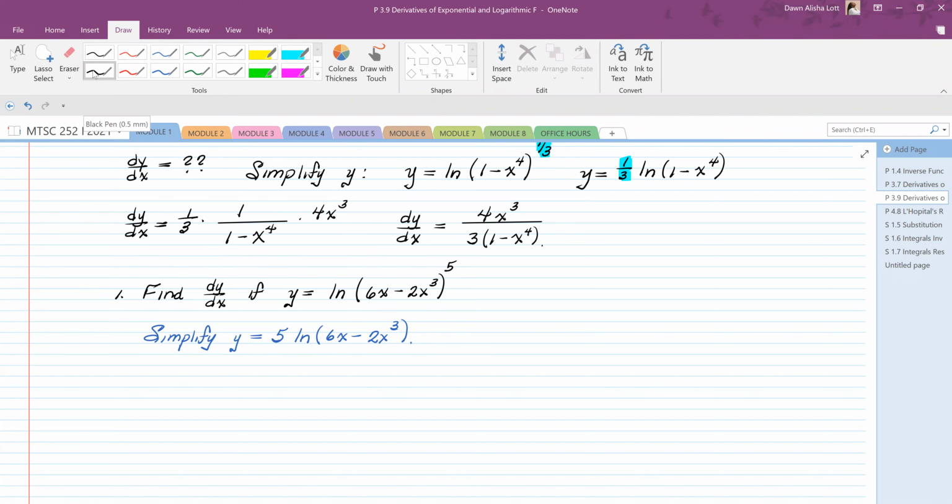Because now I don't have to worry about the 5. That's the coefficient. And I'm just differentiating something like some u to the 5th power. So what would the derivative be? Xavier, you're still on mute.